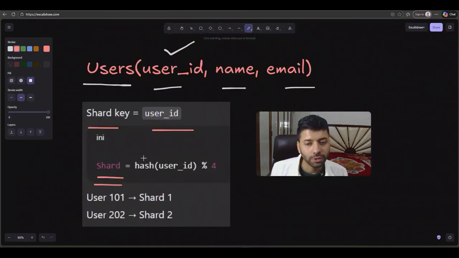Okay, so what we are going to do is put it in the hash function, where we will pick the user ID and do the modulus of 4. Say 4 is the total number of shards, so we will do modulus of 4, and based on that we'll get the shard.